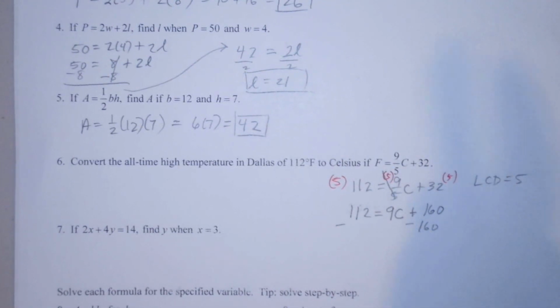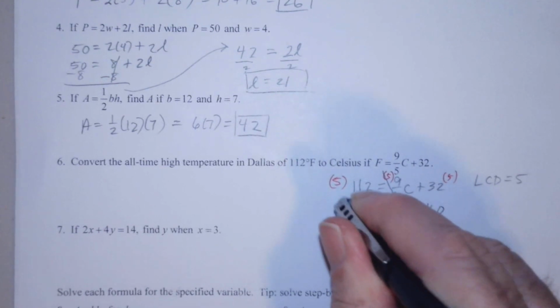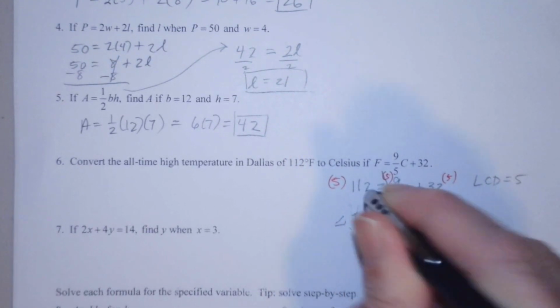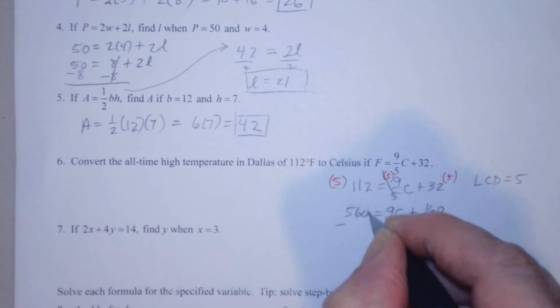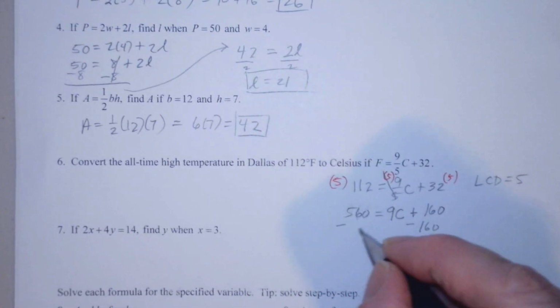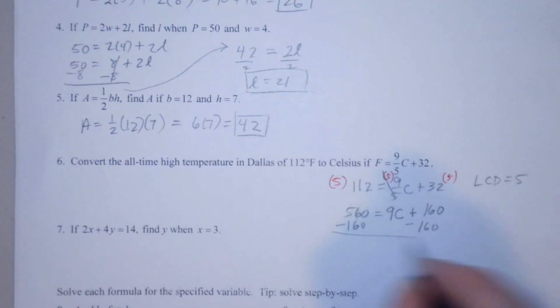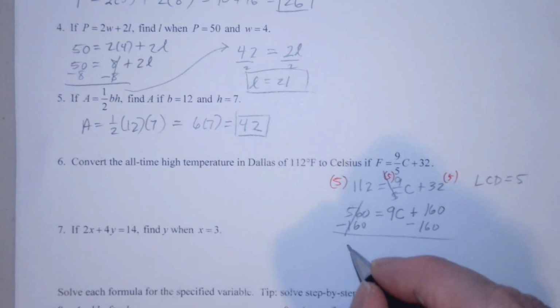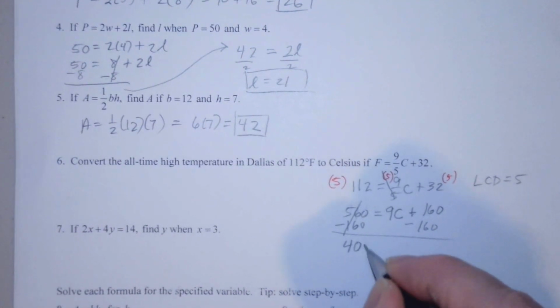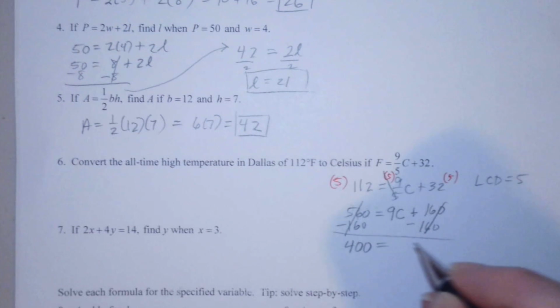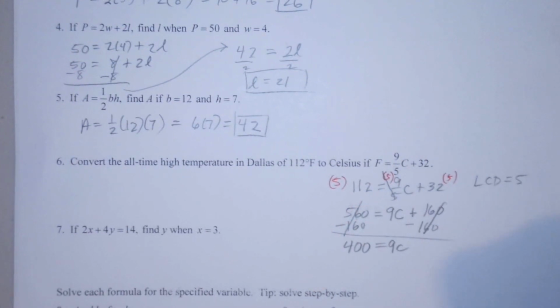Whoops, I think I wrote this wrong. This wasn't 112. This was 560. So we're subtracting 160 on both sides. So here you'll get, well, these don't cancel. 560 minus 160 is 400. And these cancel, and that's equal to 9C.